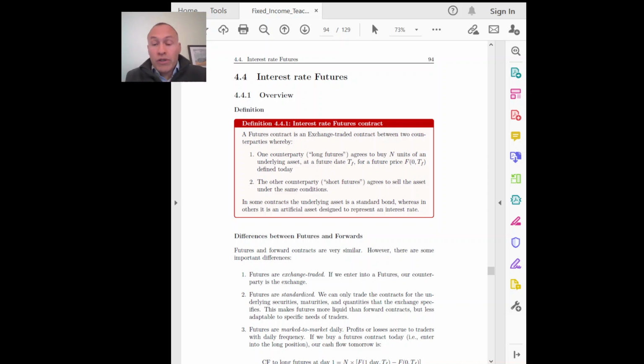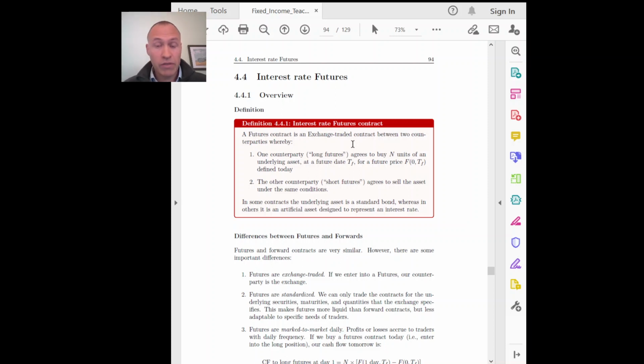Hello. Now we'll talk about interest rate futures. These contracts are very similar to the forward contracts we discussed in the previous videos. It's again a contract between two counterparties. One counterparty agrees to buy a given bond on a future date at a given price, and the other counterparty agrees to sell that same bond.